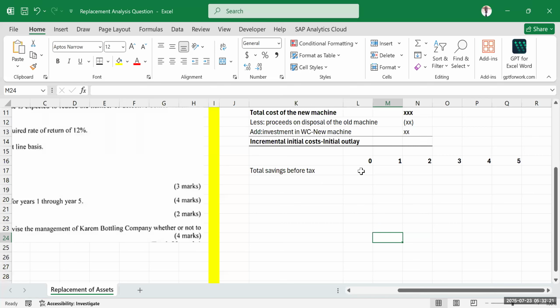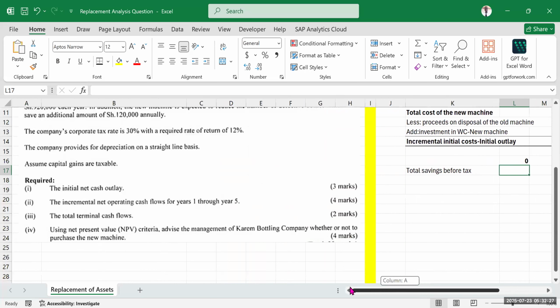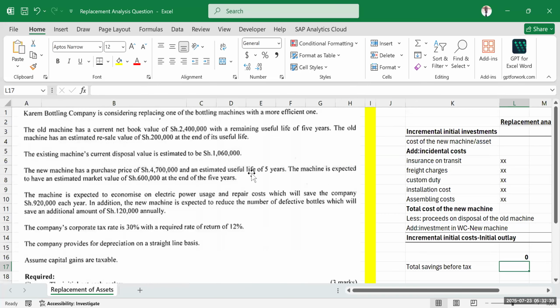So let us now ask ourselves, in year 0, will this machine start saving us before we even buy it? The answer is no. We have to buy the machine. If we take that decision of investing in it, we buy it first, then is when the impact of cost saving will start kicking in.